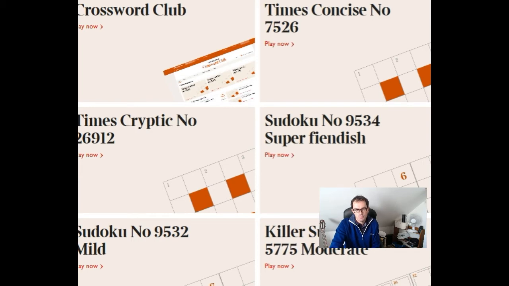Hello, and while we're waiting for the crossword video to upload to YouTube, I thought we'd do a solve with Super Fiendish from today's paper. So without further ado, let's see if I can make this work.